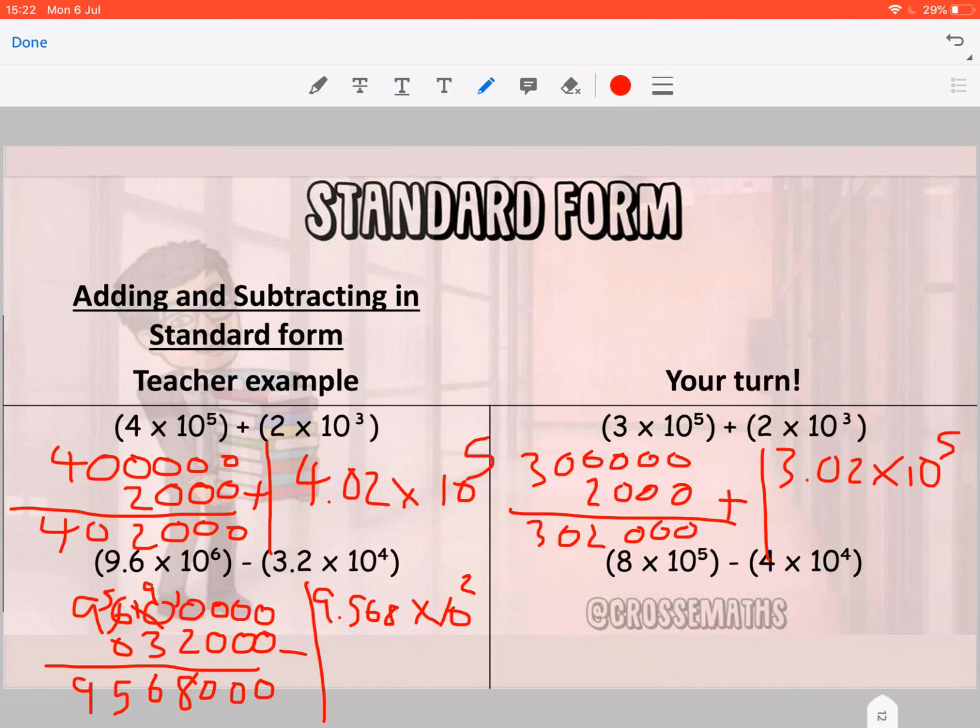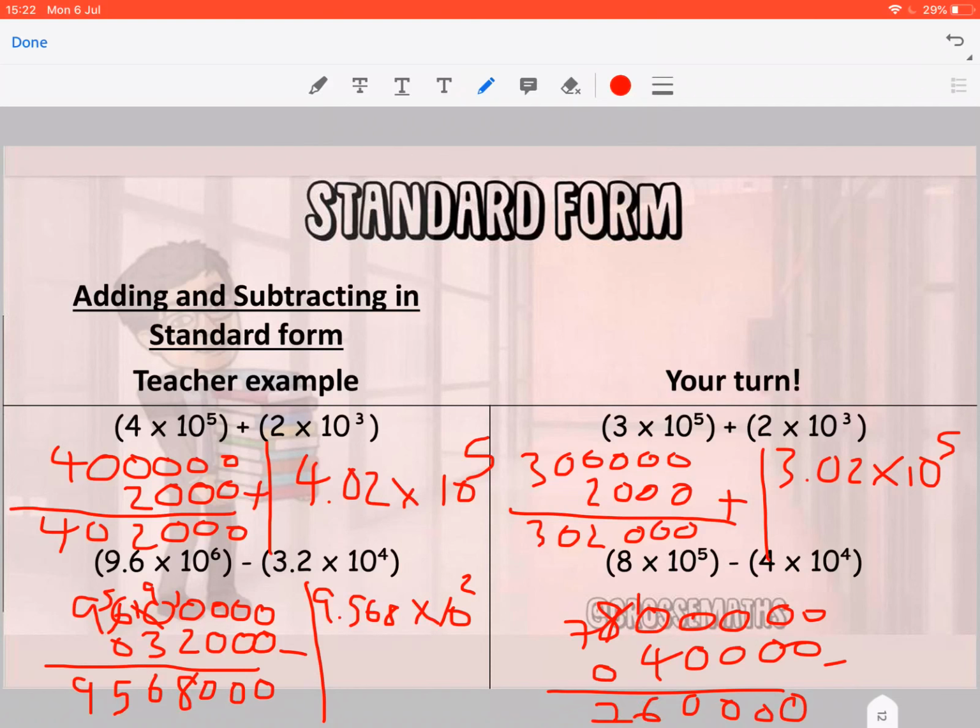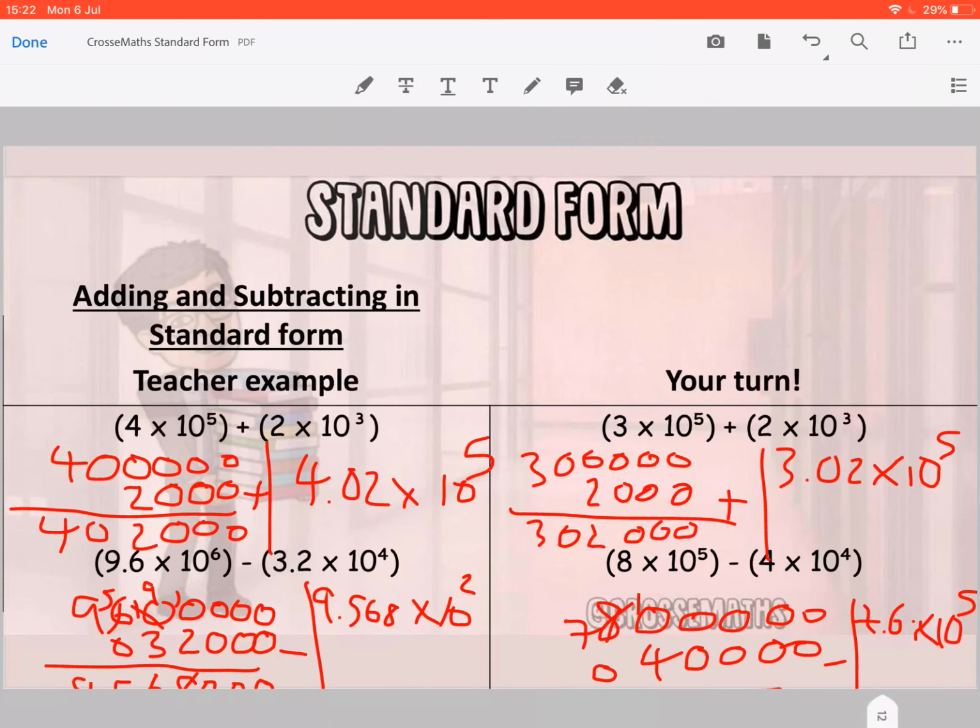Same thing underneath, 8 times 10 to the 5 is 8 with 5 zeros. And then 4 times 10 to the 4 is 4 with 4 zeros. If I take those away from each other, I end up with 7, 6 and 4 zeros. So that goes back into standard form to give you 7.6 times 10 to the power of 5. Okay, so hopefully you got those right. If you did, that's fantastic. Okay, if you didn't, maybe you need a little bit more work on standard form.